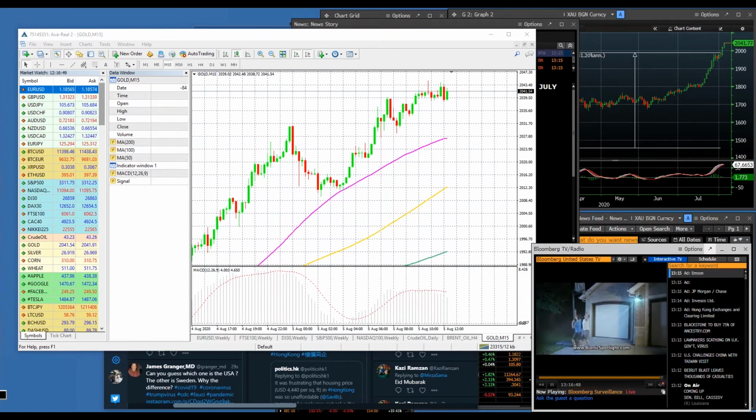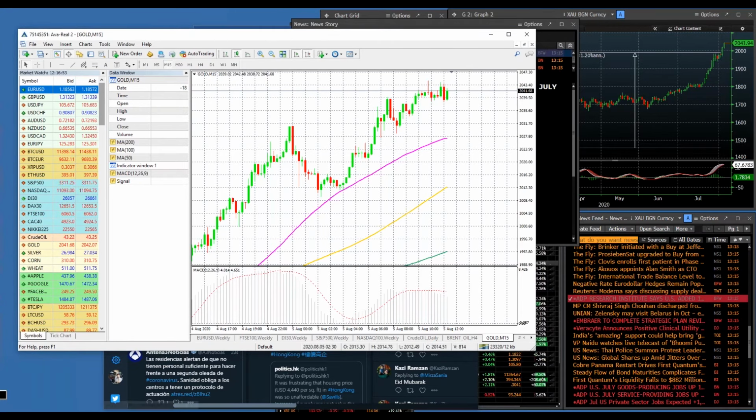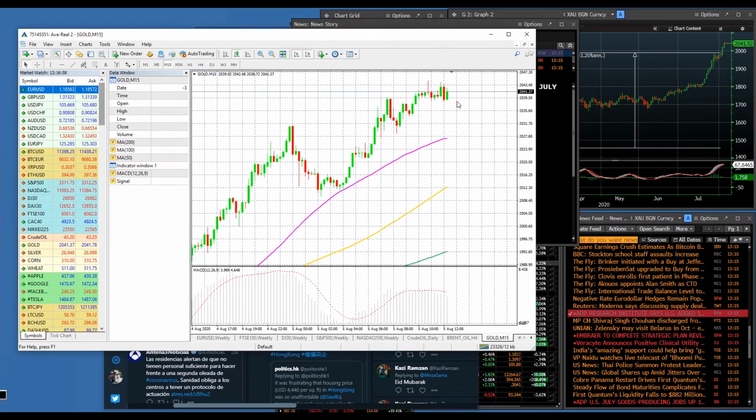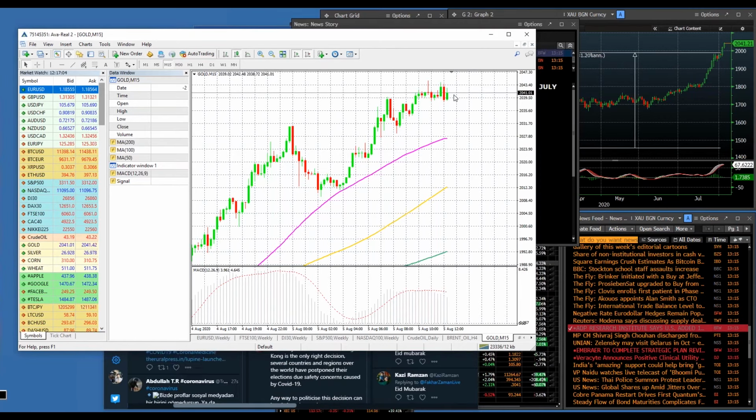Well, that's a disappointment. But in terms of market price action, what you're seeing is because the number was not as good as the market was expecting. So that's why we're seeing some weakness in the dollar, and that weakness is translating into strength for the gold price.